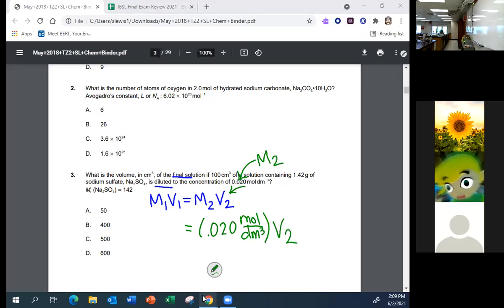And what are we starting with? Okay, well, we have 100 cubic centimeters. So that is my V1.